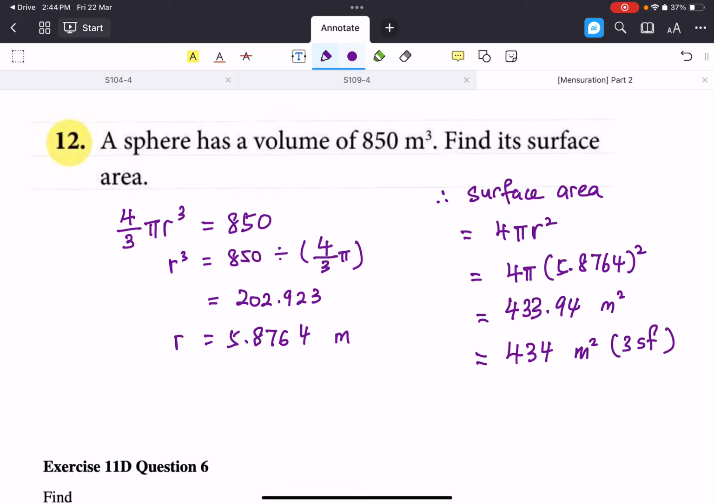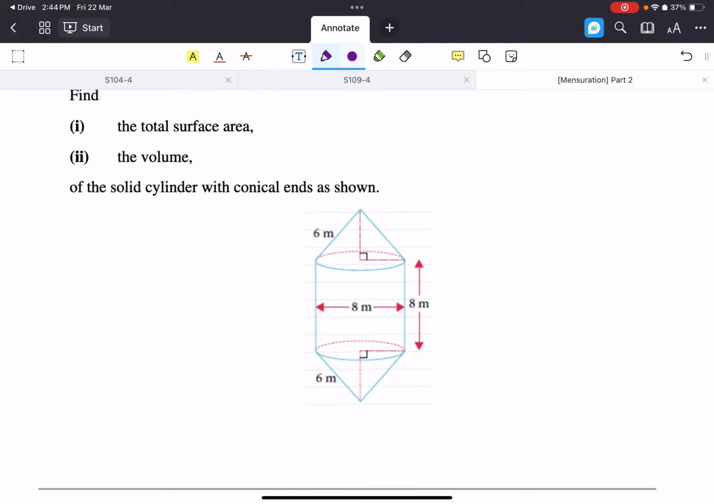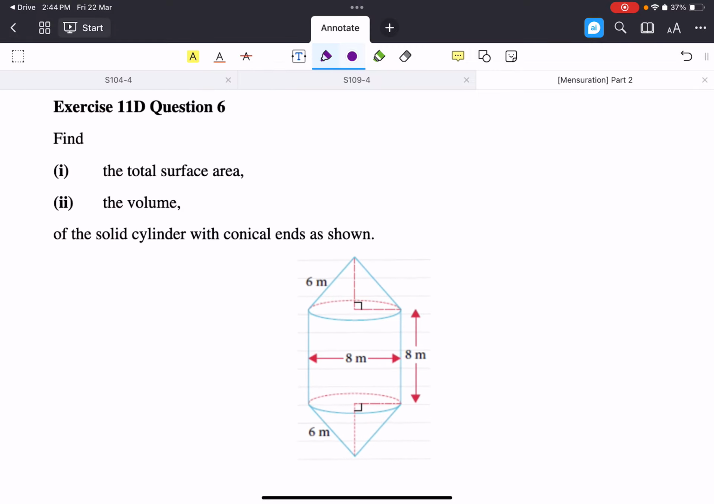Okay, right? And is this the final question I have to try? Yes, it is. So the final question that I ask you to try is this one over here. Again, there is a pair of cones and a cylinder in the middle, and we are told to find the total surface area. Okay, so let's see, we have all the information we need.